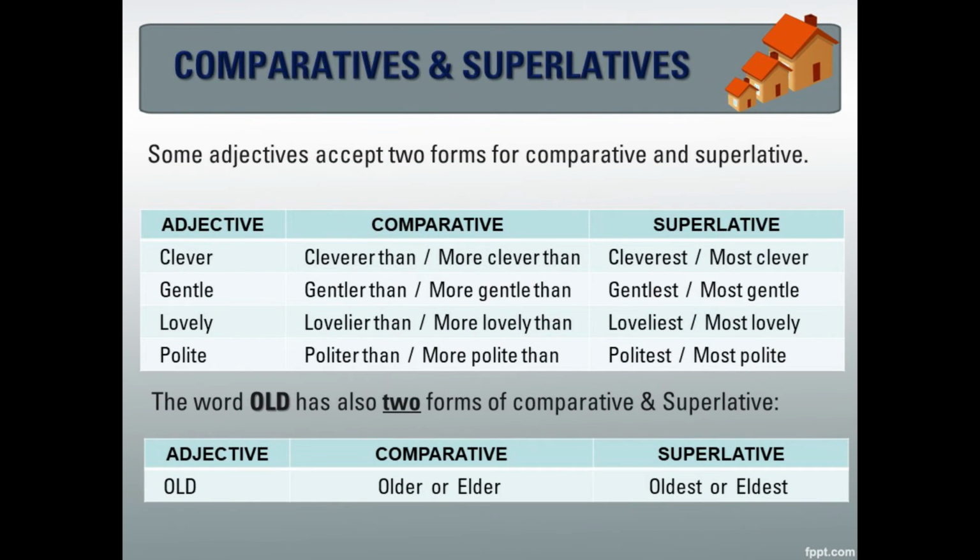Comparatives and superlatives. Some adjectives accept two forms for comparative and superlative. Adjective, comparative, superlative. Clever, cleverer than, more clever than, cleverest, most clever. Gentle, gentler than, more gentle than, gentlest, most gentle. Lovely, lovelier than, more lovely than, loveliest, most lovely. Polite, politer than, more polite than, politest, most polite.